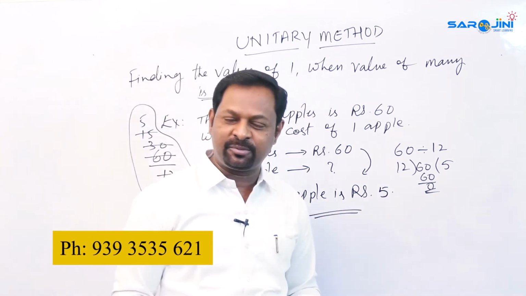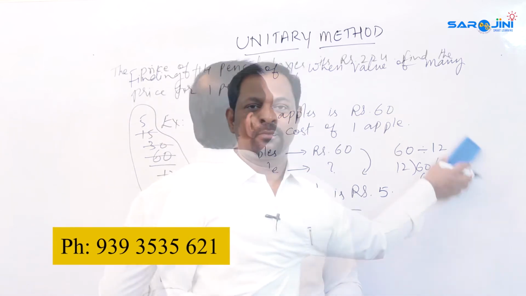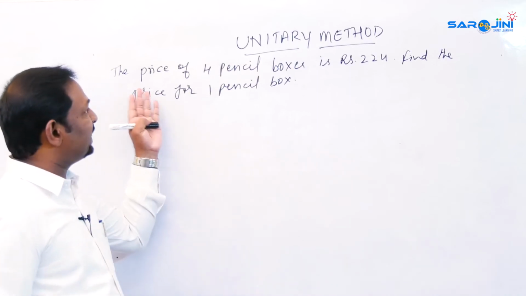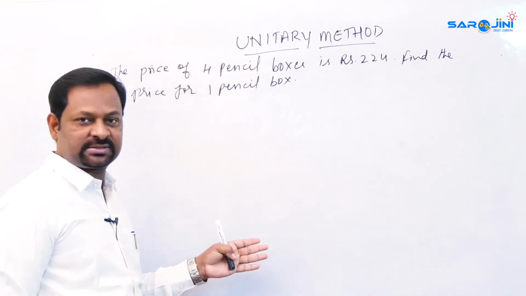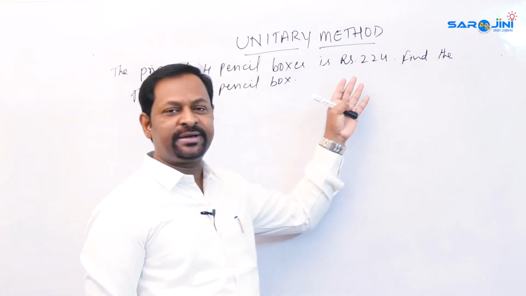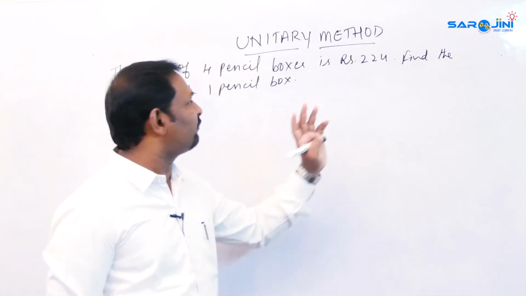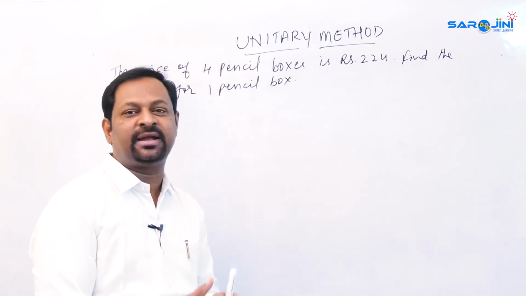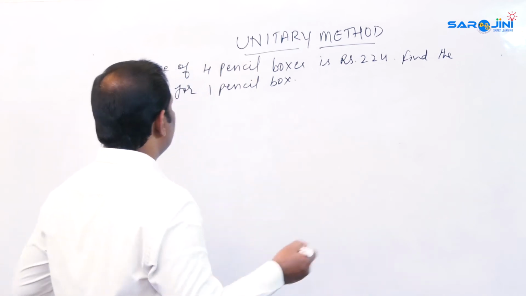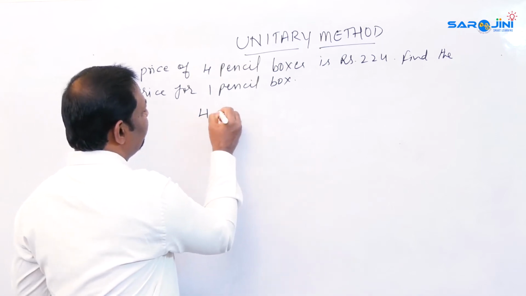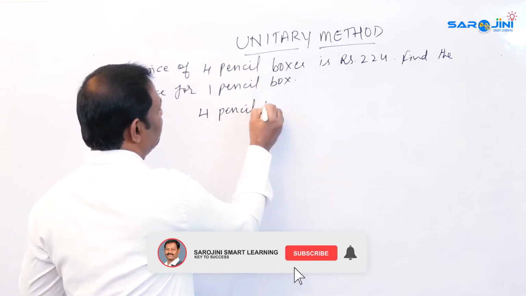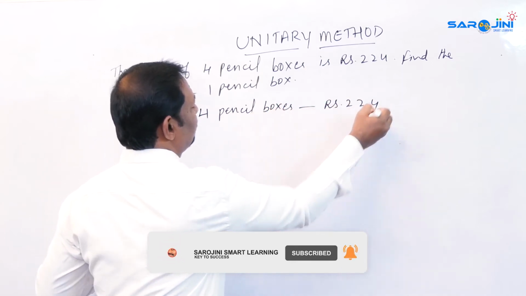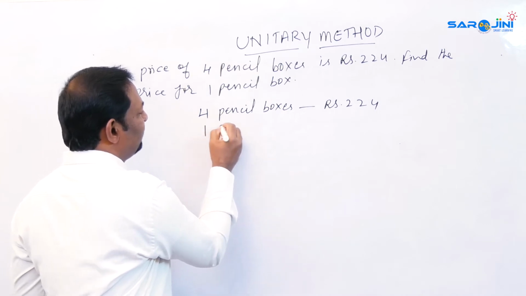Okay, so I'll take one more example. We'll see now. Here I wrote one more question. The question is: the price of 4 pencil boxes is 224. Now we have to find the price for 1 pencil box. Again, we are finding for 1, that is nothing but unitary method. So how are we going to write? 4 pencil boxes is rupees 224. And we are going to find out for 1 pencil box.